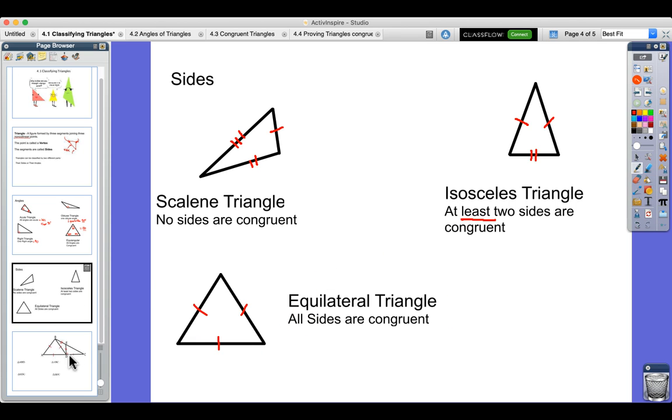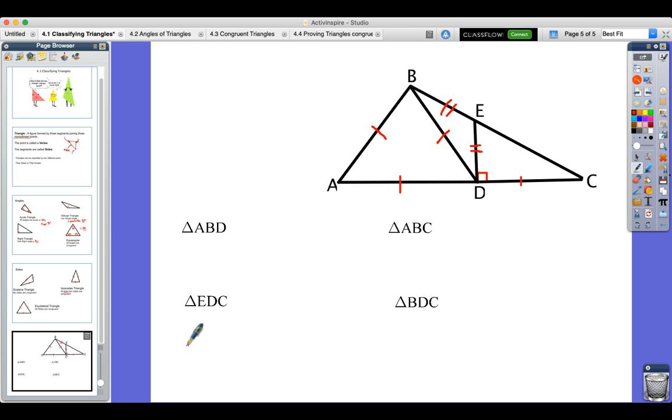So as far as your homework's going to go, you're going to be given some information something like this: classify the triangles. And we're going to classify them by their angles and by their sides.